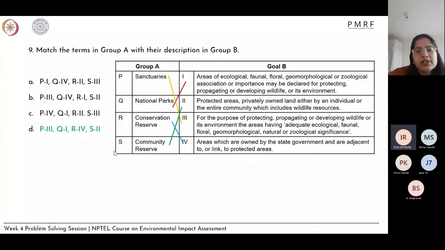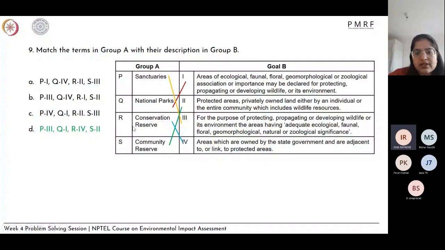So sanctuaries match with 3, which is for the purpose of protecting, propagating, or developing wildlife or its environment. The areas having adequate ecological fauna, flora, geomorphology, natural or geological significance. National park matches with 1, which is areas of ecological fauna, flora, geomorphology, and geological association or importance, and they may be declared for protecting, propagating, or developing wildlife or its environment. So the key difference between sanctuaries and national parks is the word adequate and conservation. So Q matches with 1 and P matches with 3.